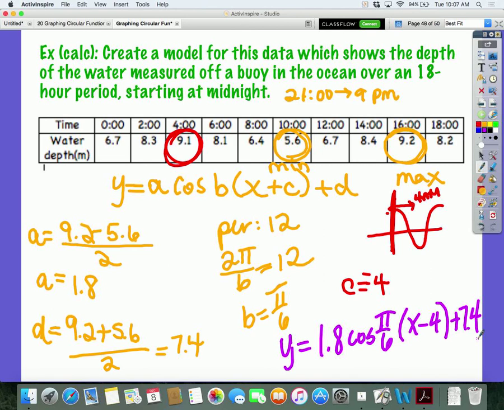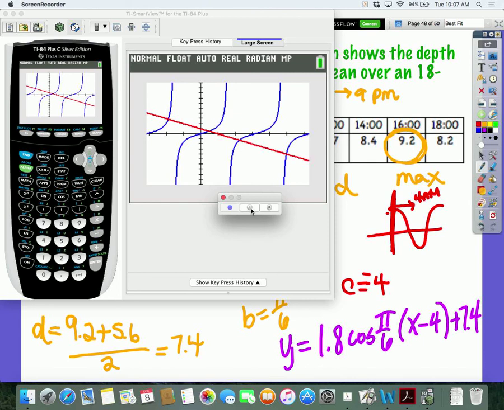You could also plot this data and double check to see if this does indeed model our data. Make sure we didn't mess up anywhere, okay? So let's pull out our calculators. This will be a good review for you guys, and we'll need it later, okay?